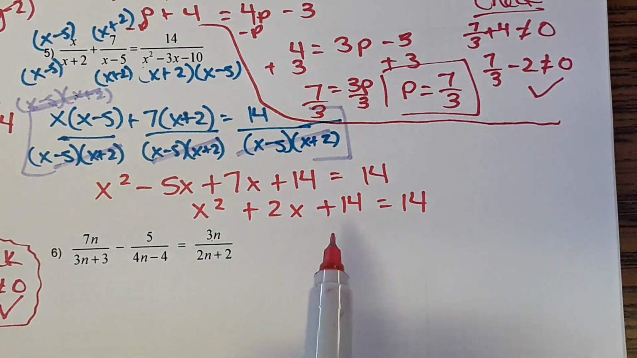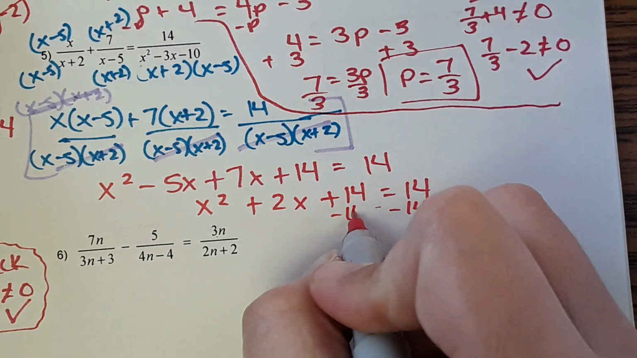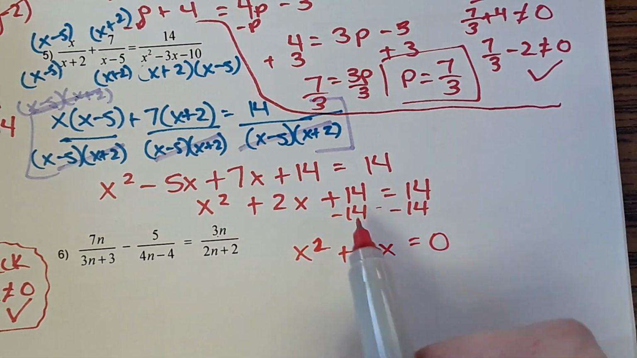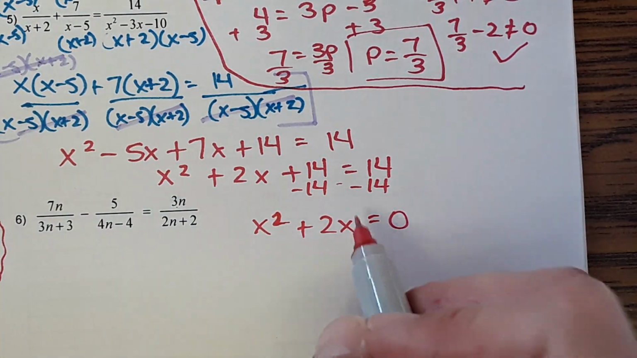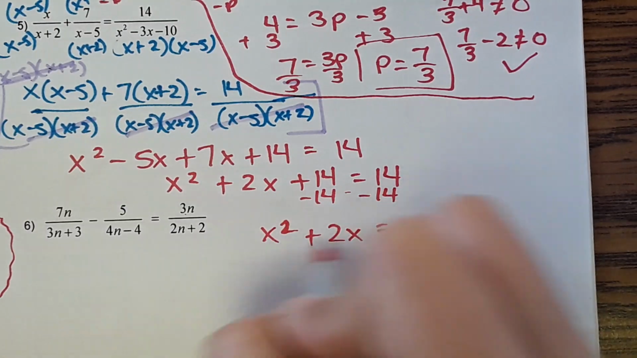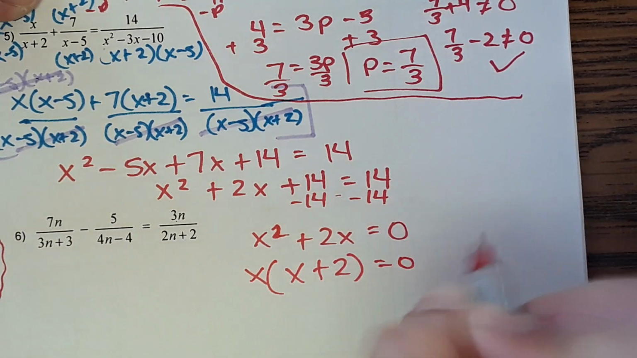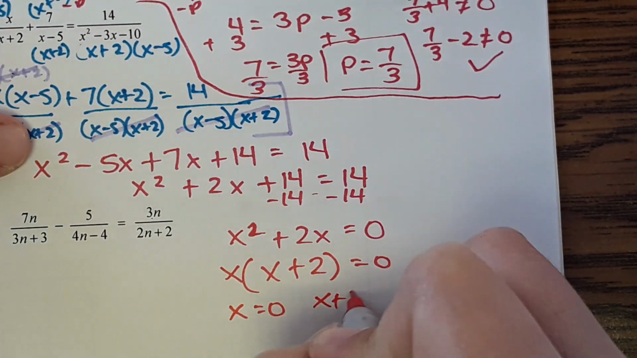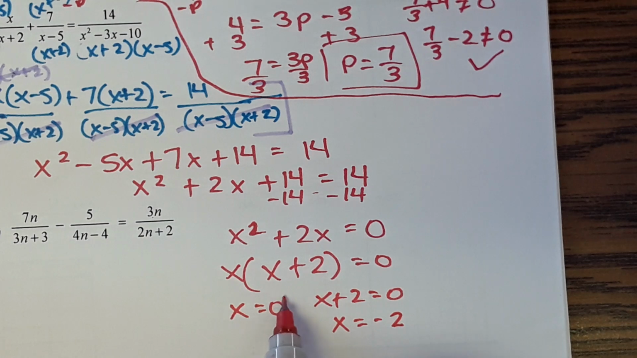At this point, I'm thinking I might have to factor, but in order to factor, I would need it equal to 0. So I subtract 14, and then the 14 just canceled. I'm just left with this. So I'm not going to factor it like I was expecting, but we can take an x out of both of that. So then it becomes x times x plus 2 equals 0. So x equals 0, and then x plus 2 equals 0, and x equals negative 2. So this one has potentially 2 solutions.